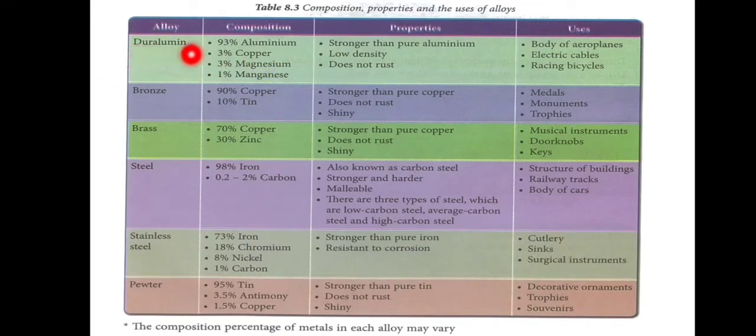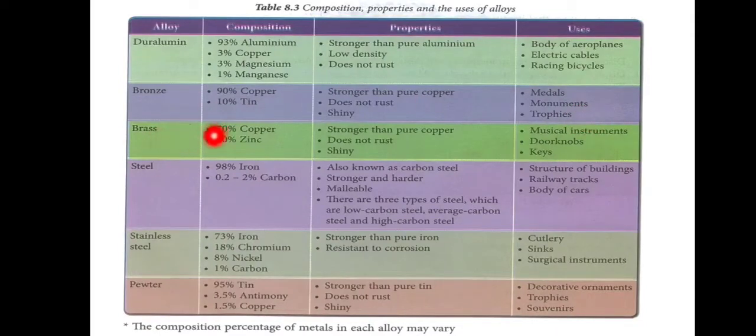The first one, duralumin. Composition dia adalah 93% aluminium. So dia punya original di situ adalah aluminium, dia ditambah dengan 3% copper, 3% magnesium, 1% manganese. So the properties of duralumin: stronger than pure aluminium, low density, does not rust. The uses are for body of aeroplanes, electric cables and racing bicycles. Second one, bronze. Bronze di sini original dia adalah 90% copper added with 10% tin. So properties dia stronger than pure copper, does not rust and shiny. Uses for medals, monuments, trophies.